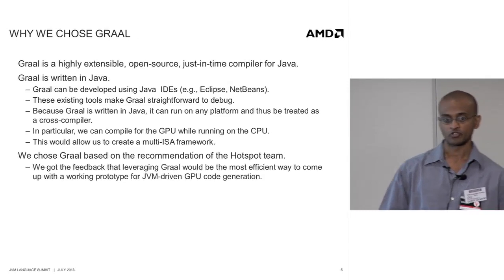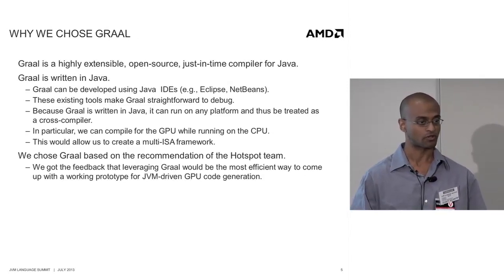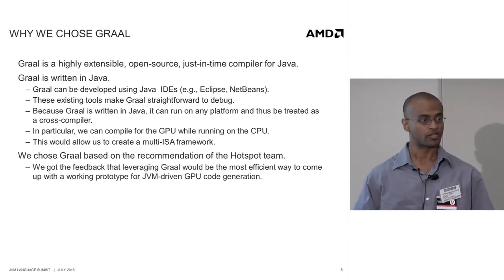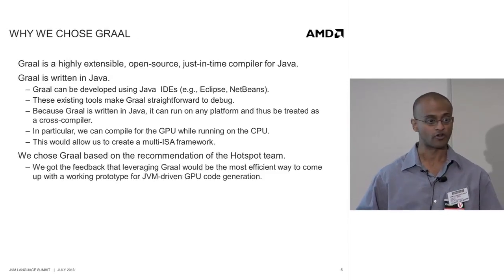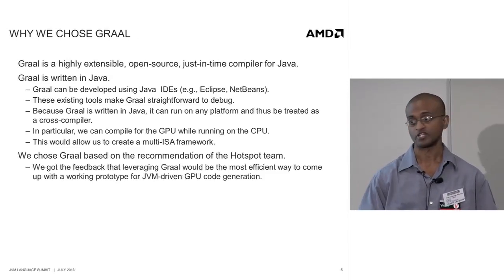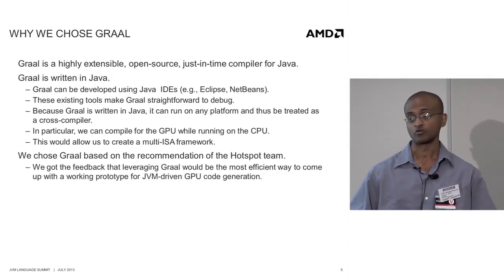Okay, so why did we choose Graal? Well, first of all, what is Graal? As Thomas already explained, it's a highly extensible JIT compiler, and it's written in Java. And the fact that it's written in Java gives us a lot of advantages to work with. One is that there are a number of Java development environments, Eclipse, NetBeans, which make it relatively easy to develop using Graal and also to single step through and debug the code.